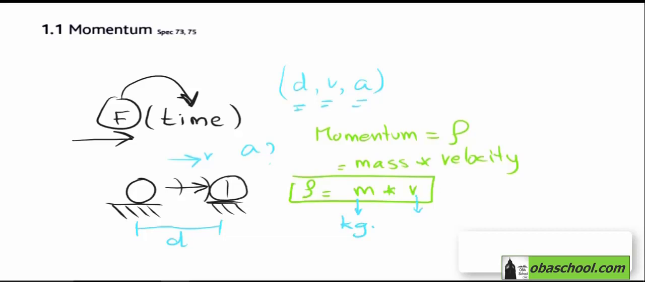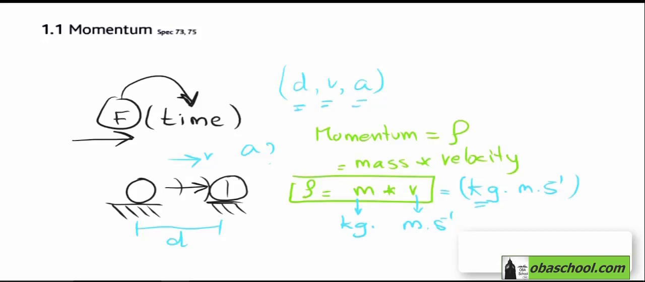As we know, the unit of mass is kilogram, and the unit of velocity is meters per second. And we have a times sign between mass and velocity, which makes the unit of momentum kilogram times meter per second. And this is the unit of momentum.